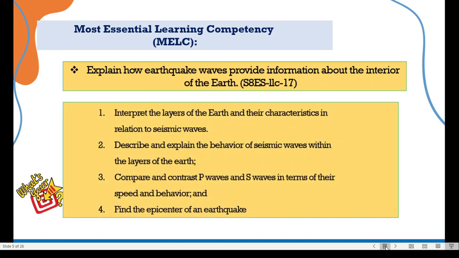And then for our objectives: first, interpret the layers of the Earth and their characteristics in relation to seismic waves. Number 2, describe and explain the behavior of seismic waves within the layers of the Earth. 3, compare and contrast P waves or primary waves and S waves, secondary waves, in terms of their speed and behavior. And last, find the epicenter of an earthquake.